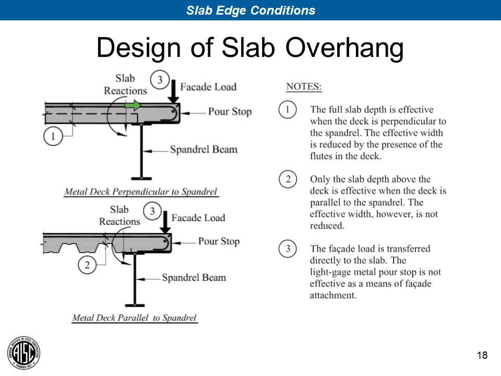In contrast, if I have the slab running parallel to the spandrel beam, my effective width for compression is the full width, but the effective depth is greatly reduced. I can really only rely on what's between the top of the deck ribs and the reinforcement that I place near the top surface of the slab.